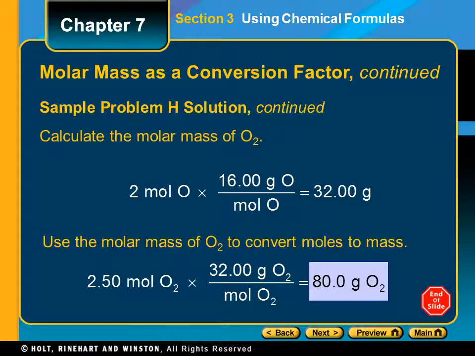So you have 2.50 moles of O2 times 32 grams of O2 over moles. You're going to cancel out the moles. Your answer is going to be 80 grams of oxygen.